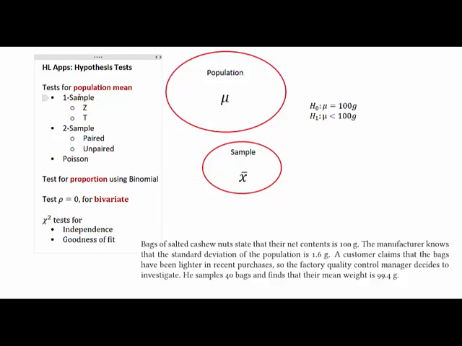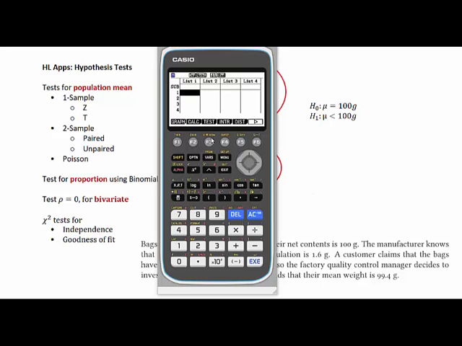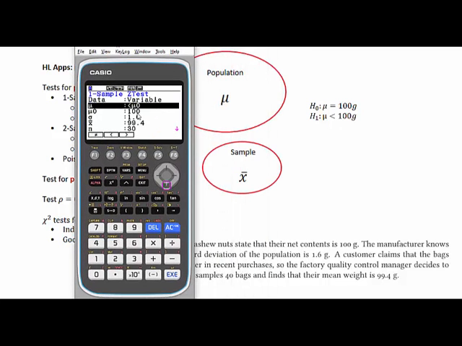And so the only question you have to ask yourself is, is it Z or T, based on, did they tell us the standard deviation of the population? Yes, they did. So this is a Z test. Dead easy test, Z, 1 sample, and you just fill it in almost exactly as we see it here. It is a null hypothesis of 100. We're talking about the alternative being less than. Standard deviation is 1.6. And the mean of the sample is 99.4. And there were 40 bags in the sample.